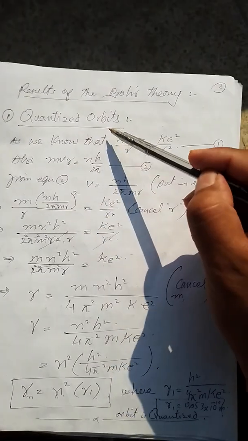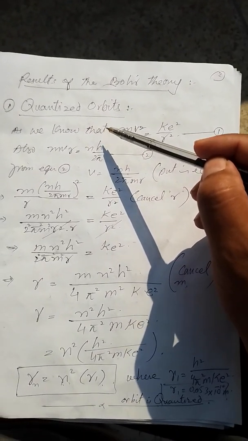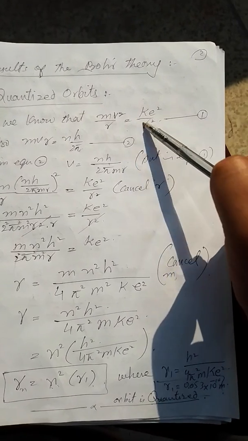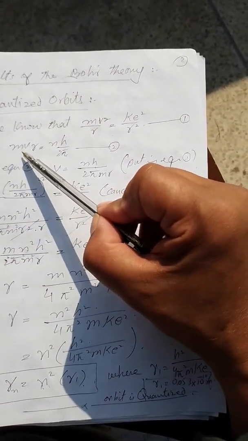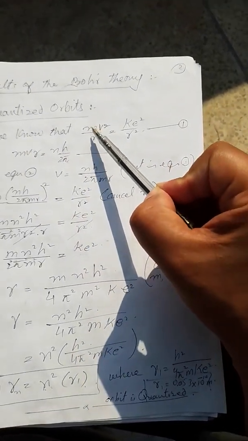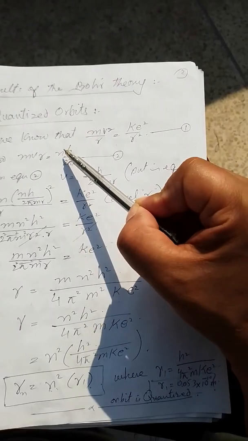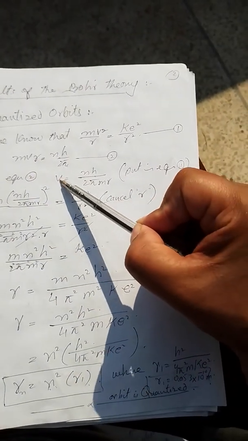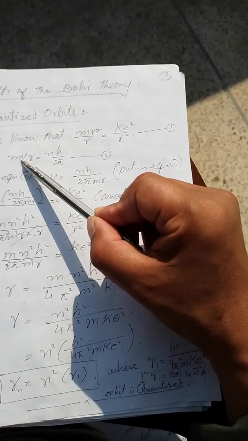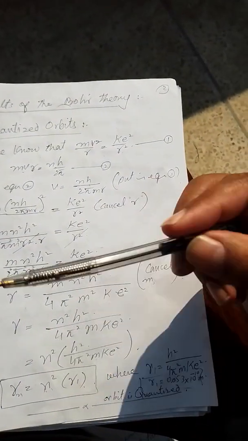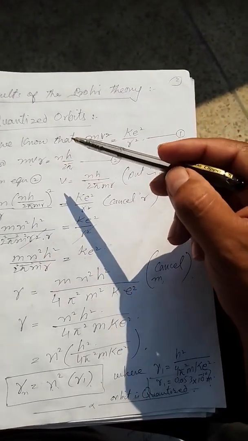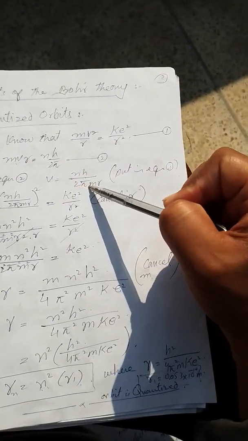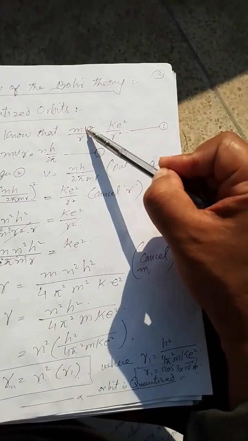The first result is about the quantized orbit. He basically presented an idea of the quantized orbit. As we know, mv square over r is equal to ke square divided by r square. This is the first postulate of Bohr theory, and the second postulate is mvr is equal to nh divided by 2 pi. Using these first two postulates, we want to find the radius of the orbit. We are going to derive an equation for the radius of the orbit in which the electron is revolving. The technique is that we will find the value of v from equation number 2, where v is equal to nh divided by 2 pi mr, and we will put this value in equation number 1.